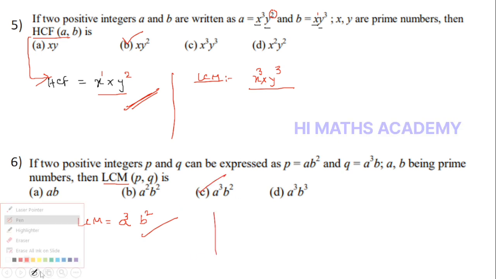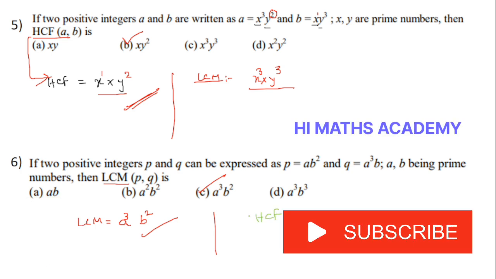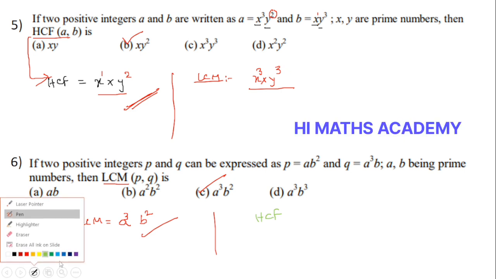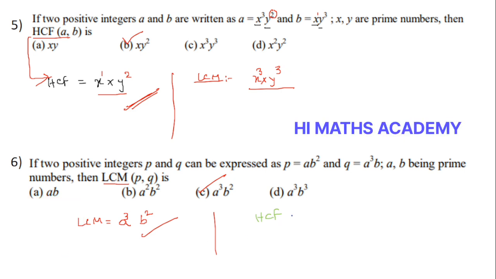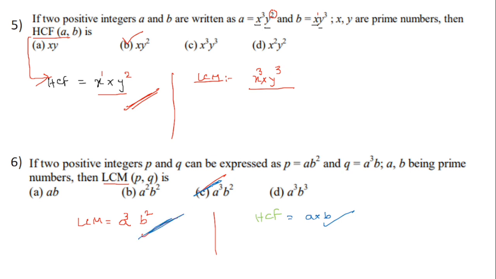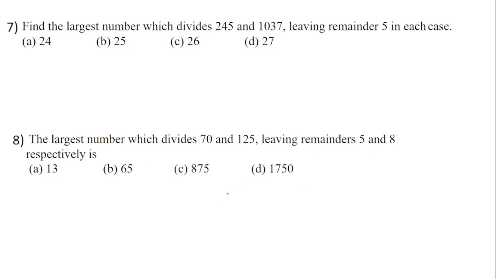Suppose for the same, if you want to find HCF, what is HCF? The same thing we will take, and we will consider the minimum power or least power. So A power 1 and B power 1. AB is the HCF. They asked for LCM, so our answer is A cube B square. I hope you understand this. I think you are all clear. Next, move on to the next question.